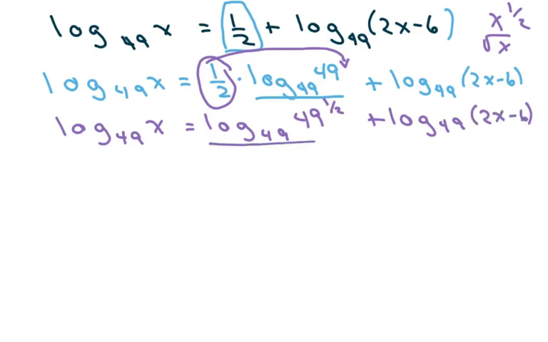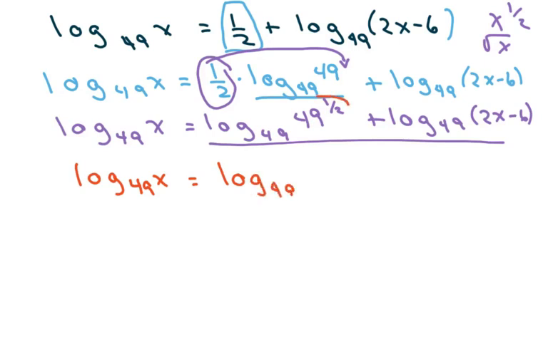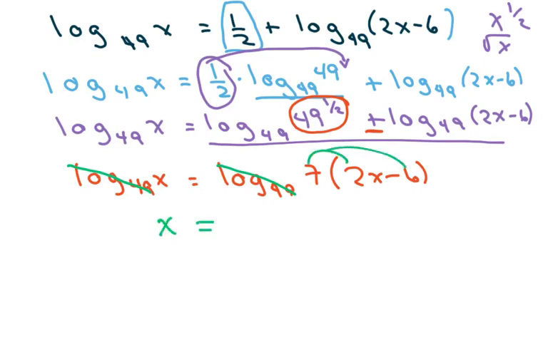So now I can condense this side into a single logarithm. So I have log base 49 of x equals log base 49. And remember, this was the square root of 49, which is 7, times, using my product property, 2x minus 6. Now that I have one log on the left and one on the right, I can solve for x. So we distribute here, and you get 14x minus 42. I'm going to subtract the x and add the 42.